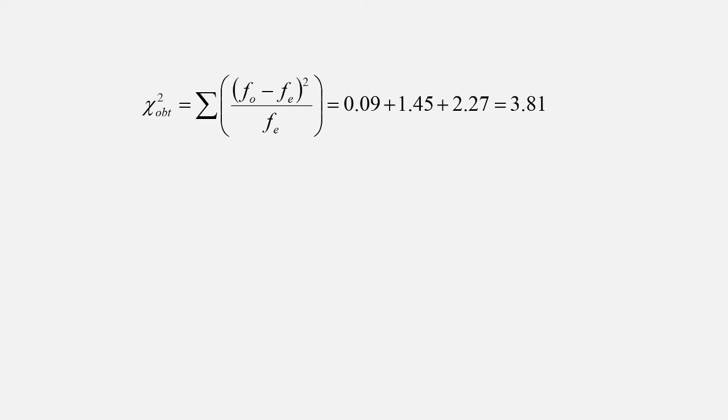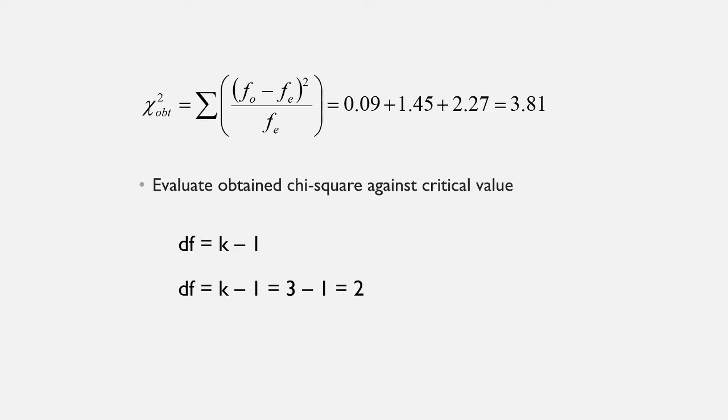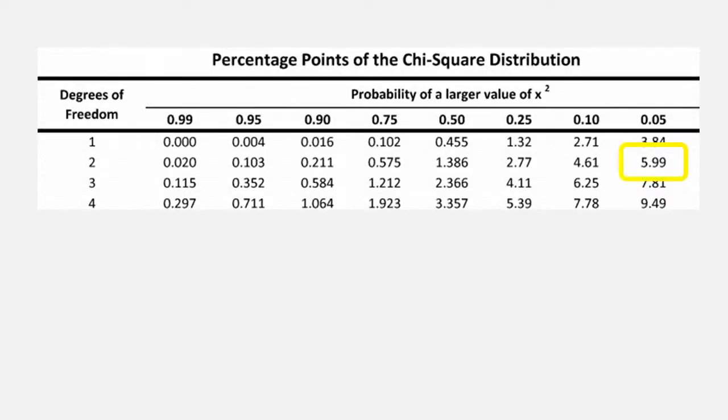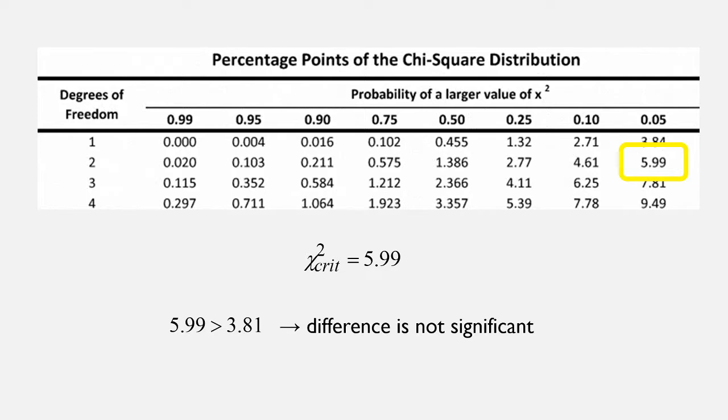But you need to evaluate for significance by evaluating your obtained chi-square against the critical value. Again, degrees of freedom for your one-way chi-square is k minus 1. So it's the same 5.99 critical value again. And in this case, our obtained chi-square does not rise to the level of significance. This tells you that your observed preferences do not significantly differ from expected.